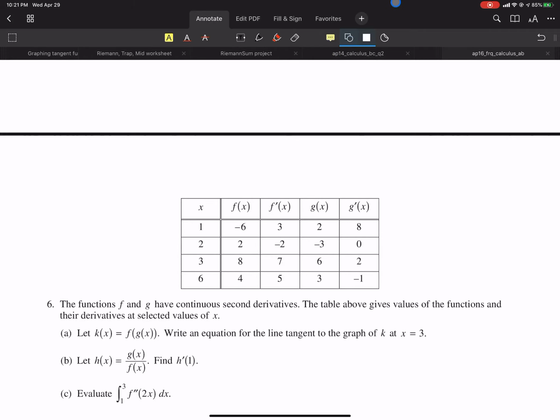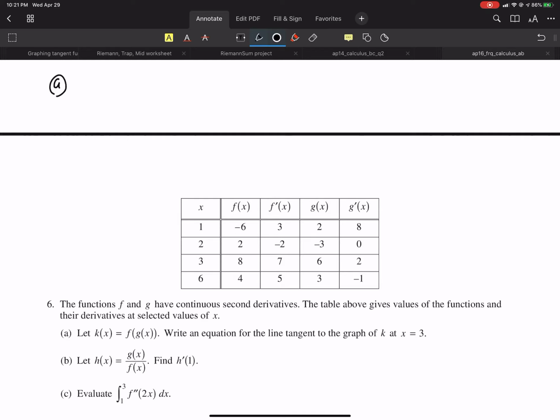Hello, this is Calculus AB 2016, problem number 6. It's a data table problem. This is actually a lot easier than normal. It's pretty straightforward. I think it's a nice problem, so let's do part A.